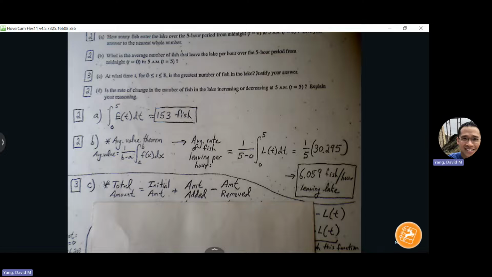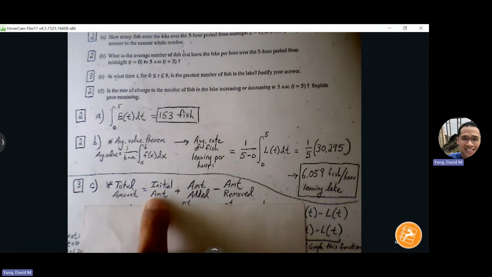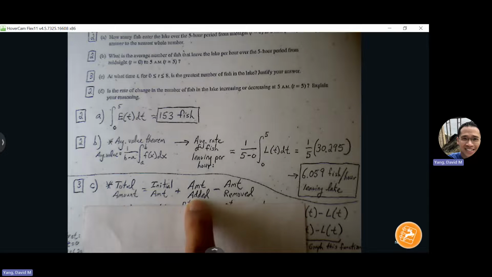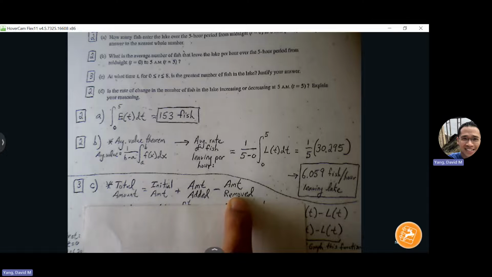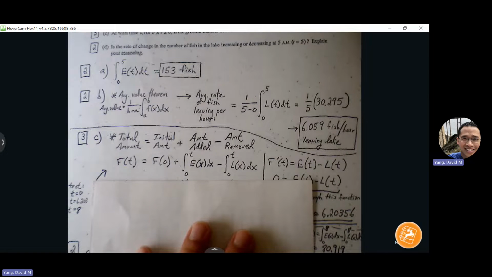Let's see, do we have... Okay, so we have all three factors still. In this case, there is no fish in the lake to begin with. And then we have A of t that will tell us the number added, and then we have L of t. If we take the integral of that, that will give us the amount removed. So I'm starting off with that formula here.